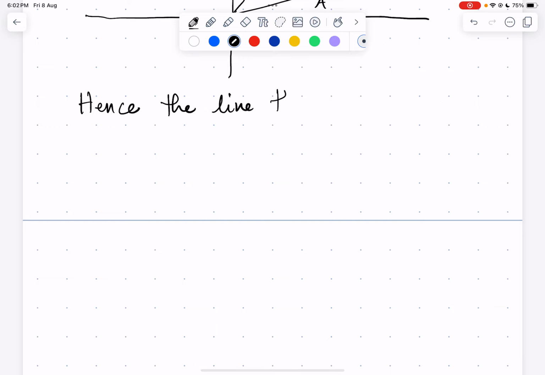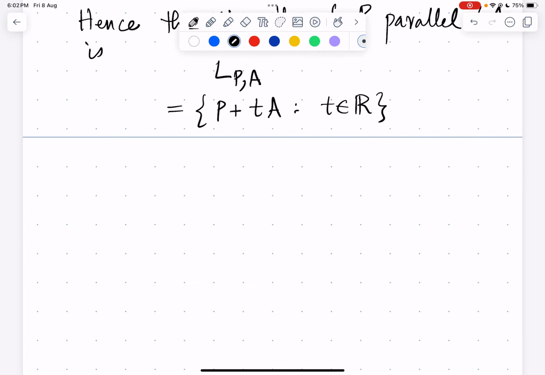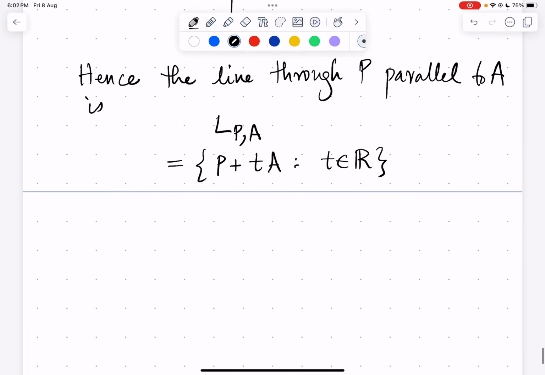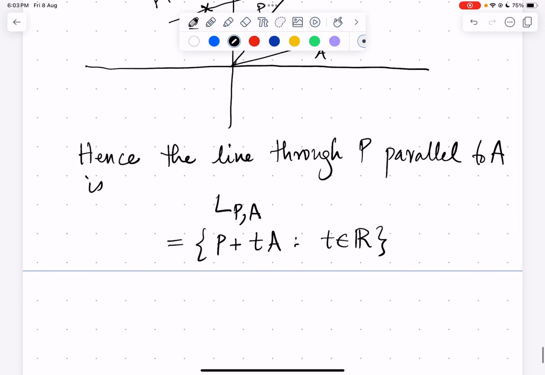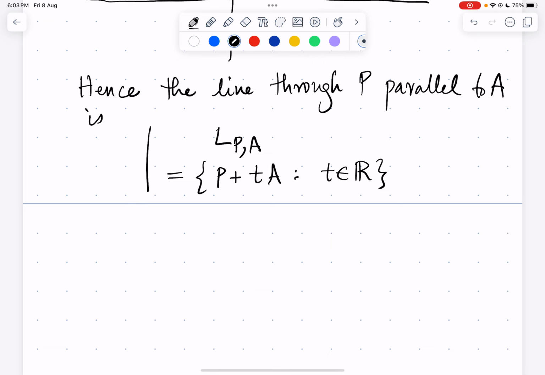Hence the line through P parallel to A is, so we'll denote it by LPA. So LPA is just the collection of these points P plus TA where T varies over R. So this is the line through P parallel to A. So if we write P as P1, P2, or it's understood. So this is the line through P parallel to A.